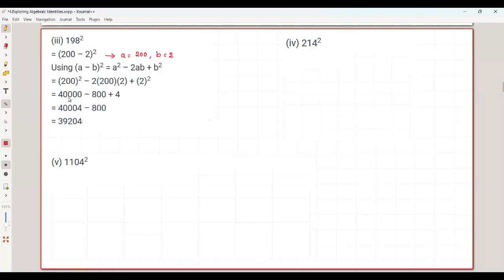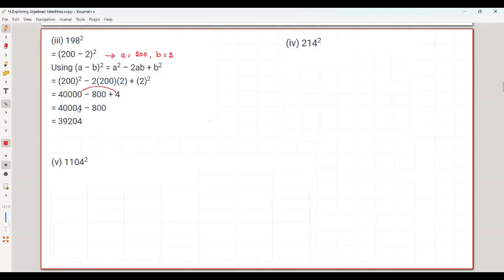So 200 square is 40,000, and 2 into 2 is 4, again 4 twos are 8, so 800, plus 2 square is 4. Right? First of all, you have to use the BODMAS rule: first brackets, division, multiplication, addition, subtraction. First you have to do the addition here.